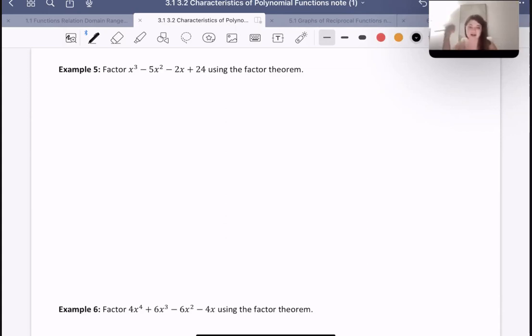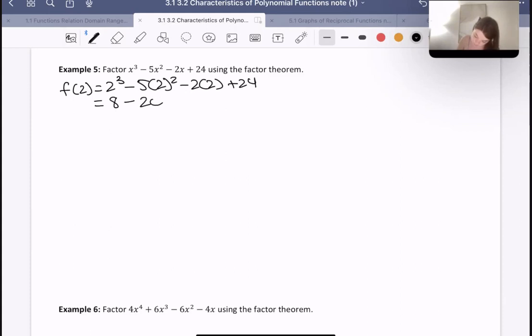Okay, let's just picture it. If I put in 1 or negative 1, that's not going to work. What about 2? Would 2 work? Let's see. F of 2 would be 2 cubed minus 5 times 2 squared minus 2 times 2 plus 24, which is equal to 8 minus 20 minus 4 plus 24, which is equal to 8. So no, that's not right. Basically, we saved ourselves from doing an entire long division with that quick piece of math to show that no, x minus 2 is not a factor.